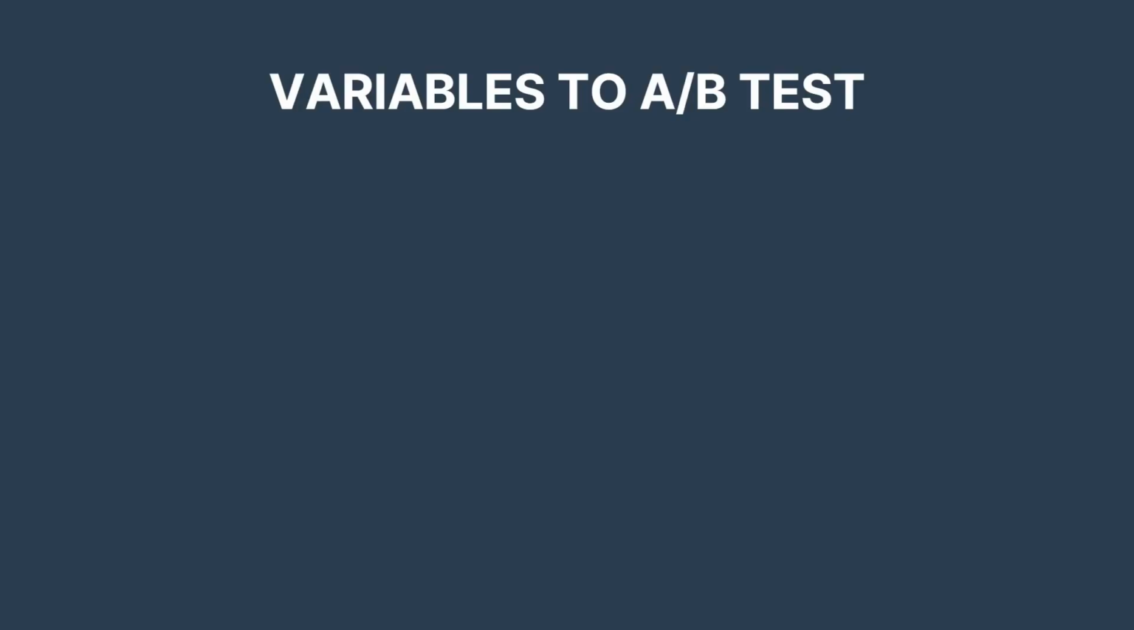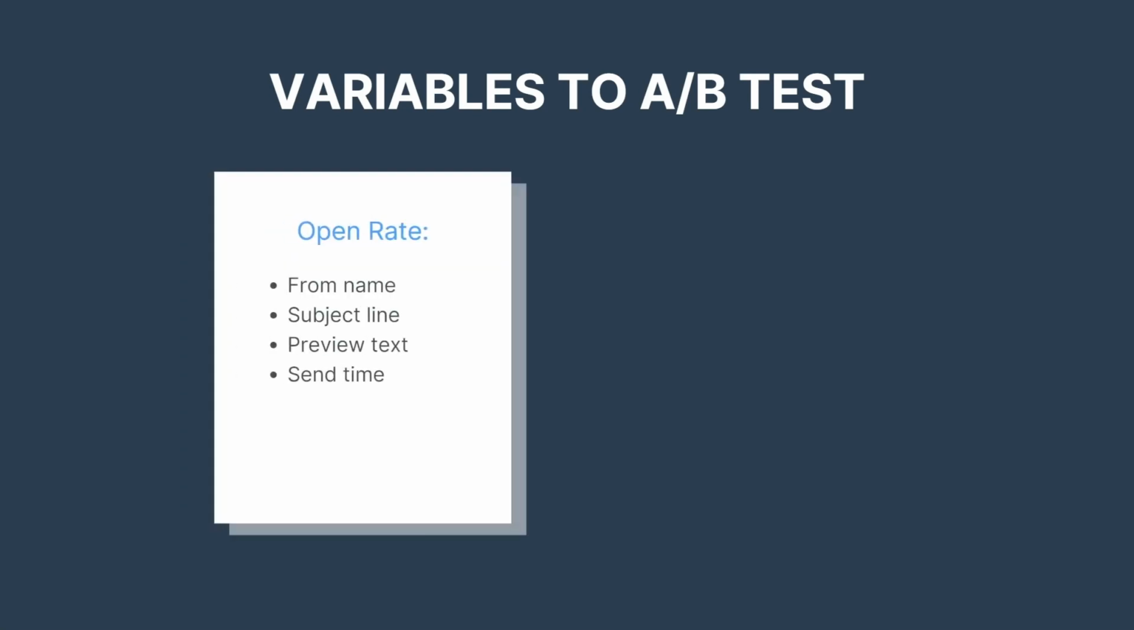Alright, we tested the subject line in both examples, but you can test just about anything. Here's some of the common variables you can test based on your goal. To improve your open rate, you can test things like the from name, the subject line, or preview text. For example, you can test whether the email comes from your company or a specific person. You can test using emojis in the subject line, or including a call to action in your preview text.